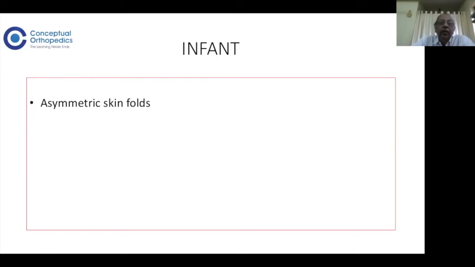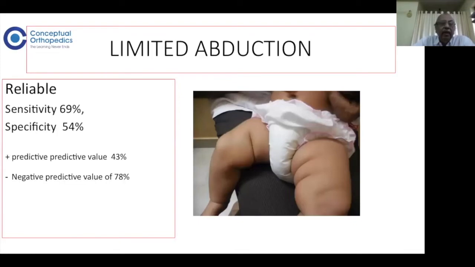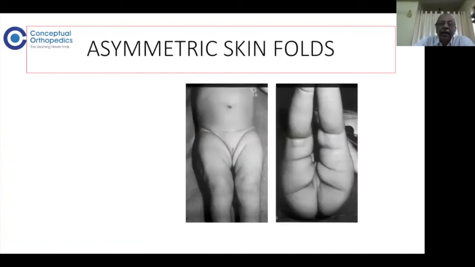In the infant, you look for asymmetric skin folds, decreased abduction, the Galeazzi sign, and the Klisic sign. These are the four things which you look for. Limited abduction is a reliable method. It has a sensitivity of 69 and specificity of 54. So you always look for limited abduction on the affected hip. In bilateral cases also, there may be bilateral decrease in abduction.